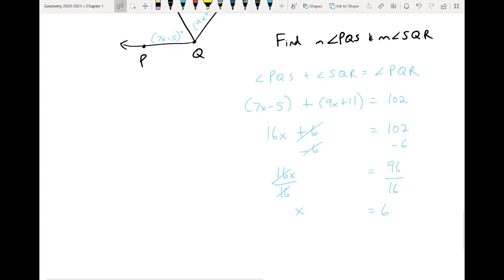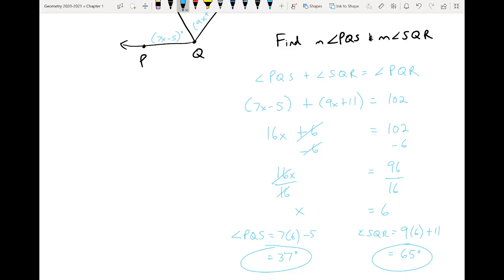So let's solve those. We know that PQS in the problem was given to us as 7x minus 5, so we're going to plug x back in as 6, or 6 back in as x. So 7 times 6 minus 5, which is equal to 37. So PQS is 37 degrees. Also, we need SQR, which was given to us as 9x plus 11. So we're going to take 9 times, we know x is 6, plus 11. 9 times 6 is 54 plus 11 is 65. So that one is 65 degrees.